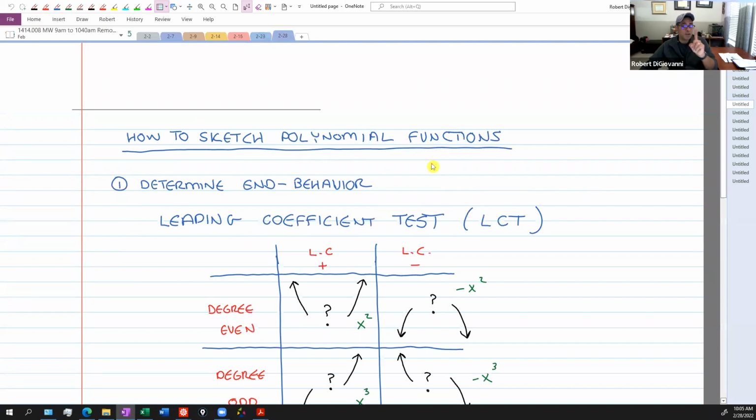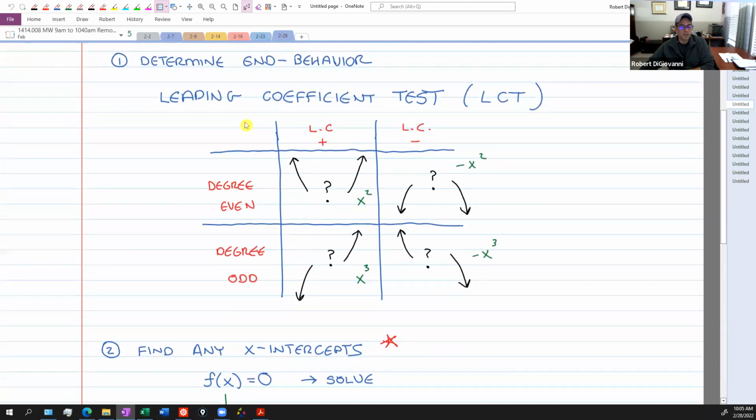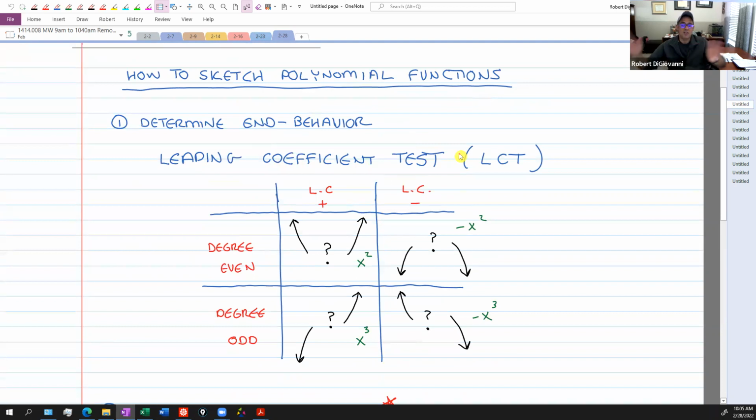So the first thing we do for a polynomial function is we use the leading coefficient test to determine the end behavior. And remember when we were doing quadratics, our first step was to determine up or down. This is kind of like the same thing. We're just trying to figure out what happens on the edges. Is it up, down, left, right? That's what we're going to do first.